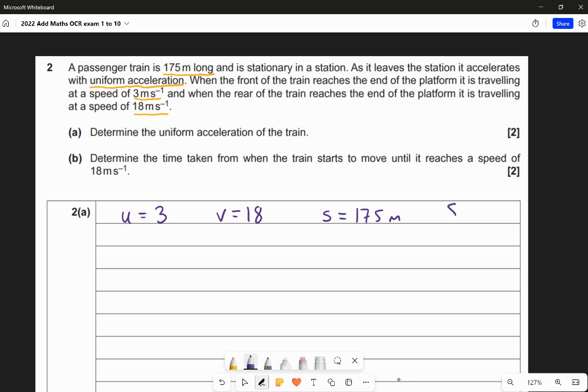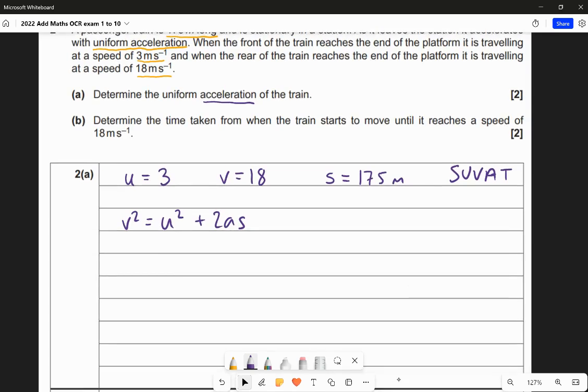So we're using the SUVAT equations, of which each focuses on 4 of those letters, S, U, V, A, and T. And if we have 3 of them, then we can find the 4th. So we're looking for the uniform acceleration, so we're looking for A. So we're looking for the SUVAT equation which involves U, V, S, and A. And that is V squared equals U squared plus 2AS. And all we need to do is substitute the values we've got and then solve to find A.